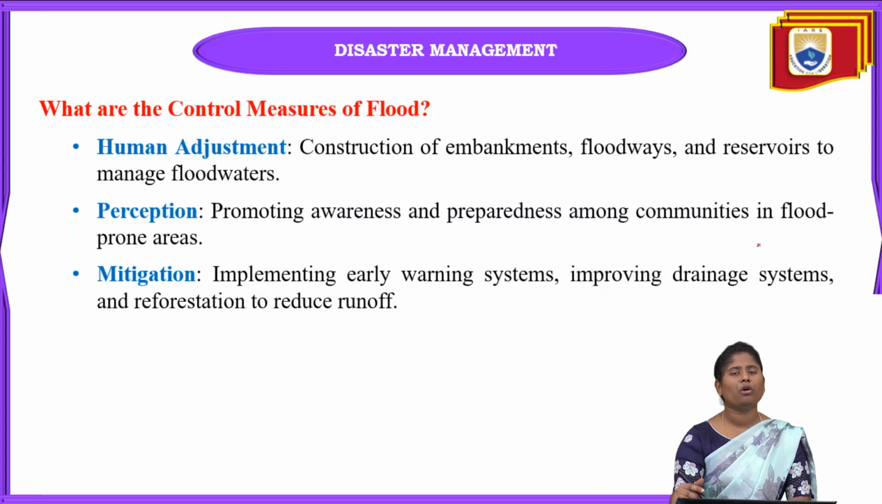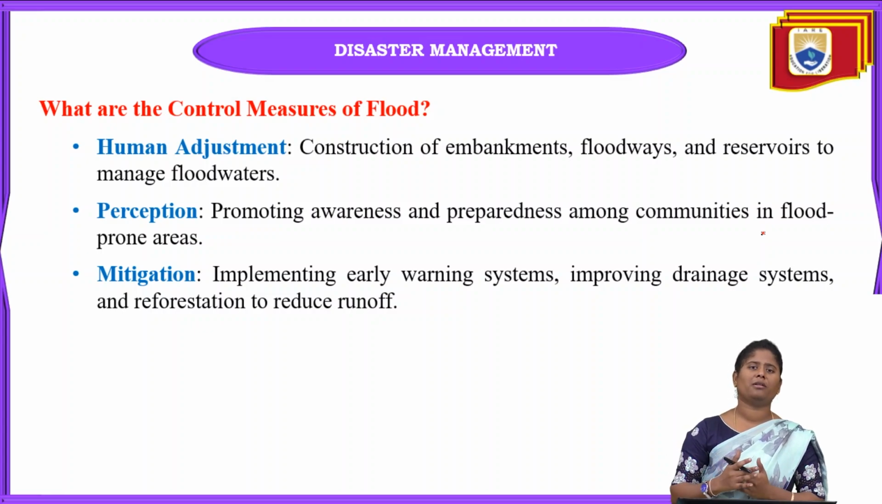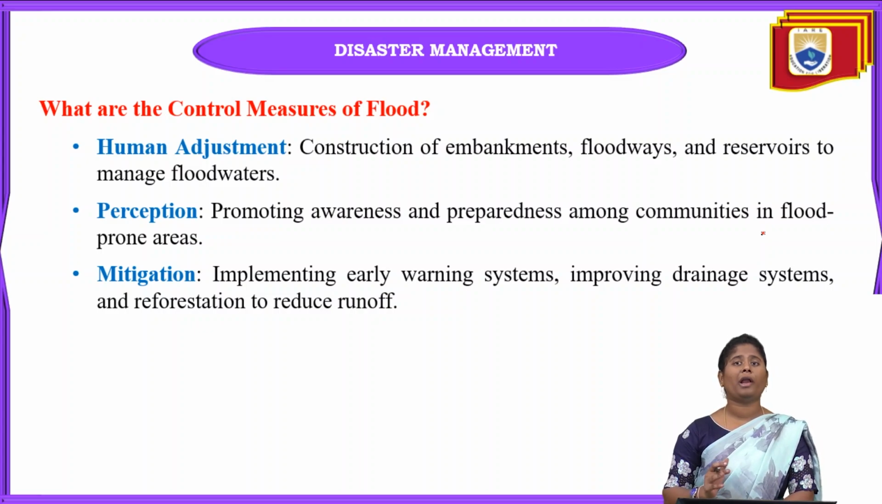And next one is control methods of these floods. In these control methods, firstly, human adjustment. We have to construct embankments, flood ways and also reservoirs to manage this flood water. Excess water we have to store in the reservoir. Of course, a reservoir has some capacity only, so if it gets plenty of excess water, we have to release that reservoir water. So if we want to control these floods, we can construct reservoirs, flood ways and embankments.